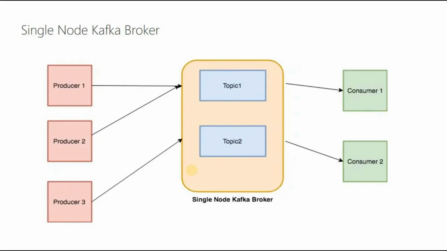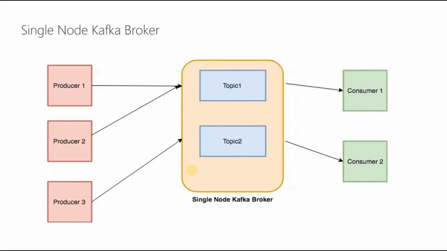So what is a Kafka producer? A Kafka producer is responsible for publishing data to Kafka topics. It sends messages to specific topics within the Kafka cluster. Producers write data to topics that are then made available to the consumers. Producers can send messages synchronously or asynchronously, and they specify the topic to which they are producing messages.